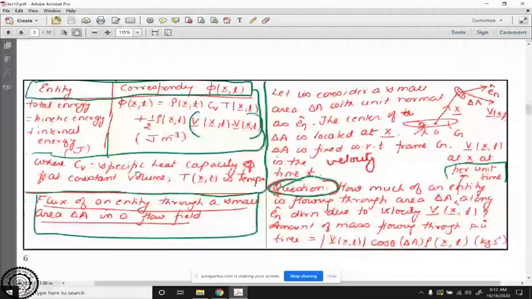Now, entity can be total energy. Total energy means what? Kinetic energy plus internal energy. So I am not including potential energy here. If there is a flow field where we have, for example, gravitational force, I will include the effect of gravitational force in a different way, which means I will include that explicitly as a force rather than a potential, right?